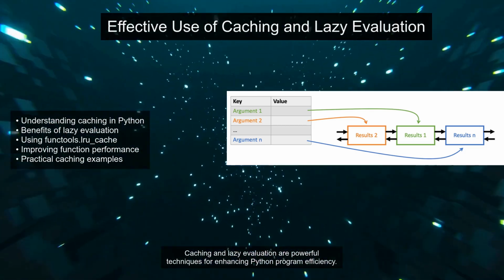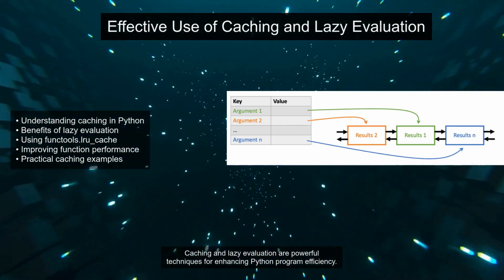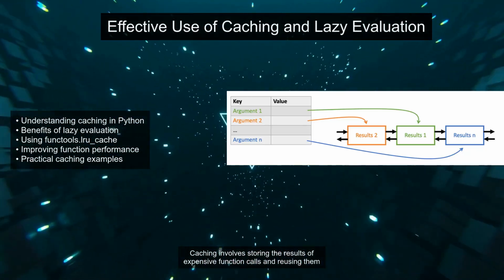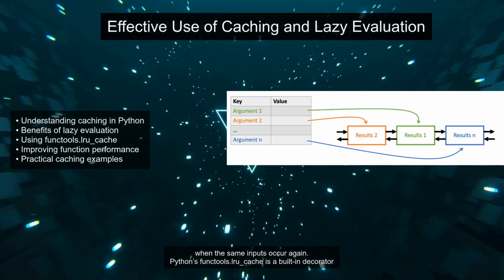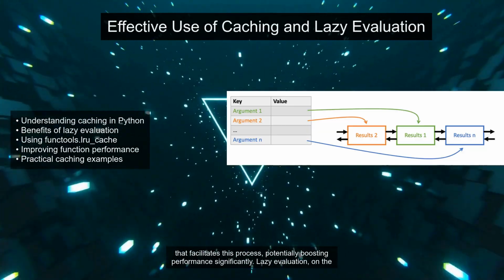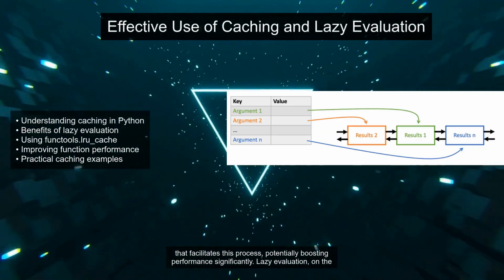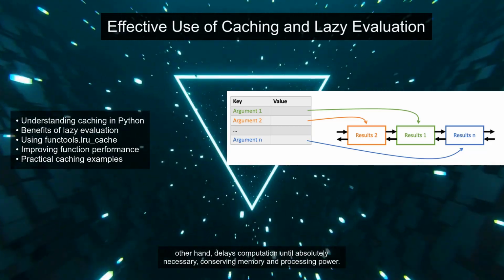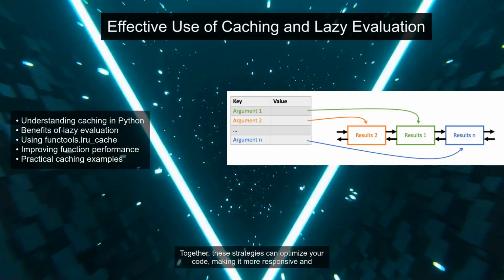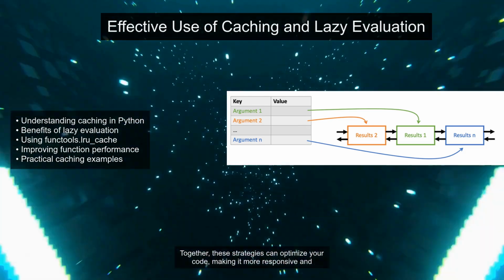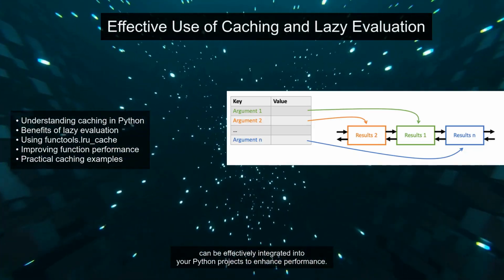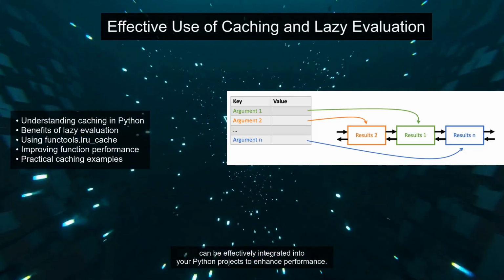Caching and lazy evaluation are powerful techniques for enhancing Python program efficiency. Caching involves storing the results of expensive function calls and reusing them when the same inputs occur again. Python's functools.lru_cache is a built-in decorator that facilitates this process, potentially boosting performance significantly. Lazy evaluation, on the other hand, delays computation until absolutely necessary, conserving memory and processing power. Together, these strategies can optimize your code, making it more responsive and efficient. We'll delve into practical examples, demonstrating how caching and lazy evaluation can be effectively integrated into your Python projects to enhance performance.